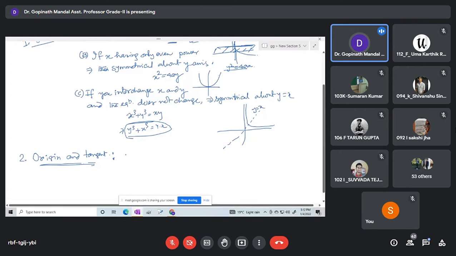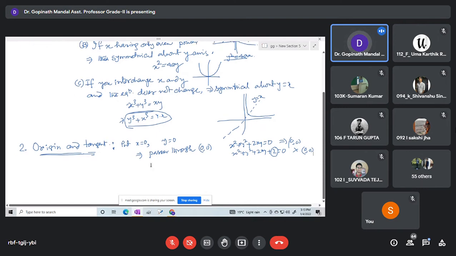Otherwise, you check by putting x equal to 0. If you get y equal to 0, that means the curve passes through 0, 0. Suppose x square plus y square plus 2xy, it passes through 0, 0. And x square plus y square plus 2xy plus 2 equal to 0, there is a constant term, so it does not pass through 0, 0.